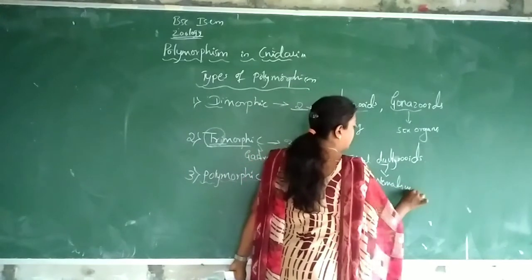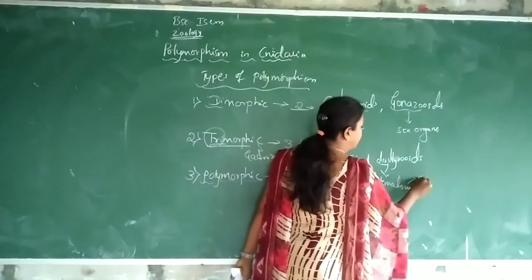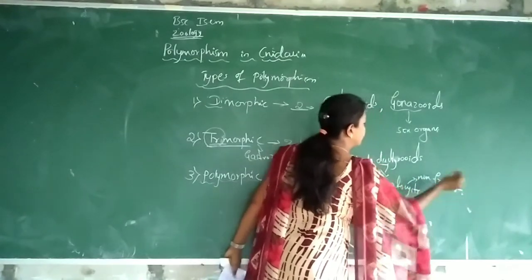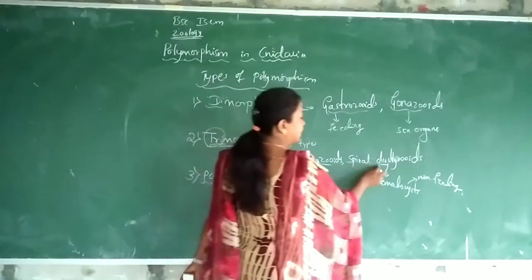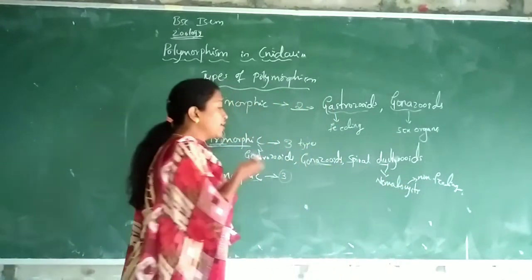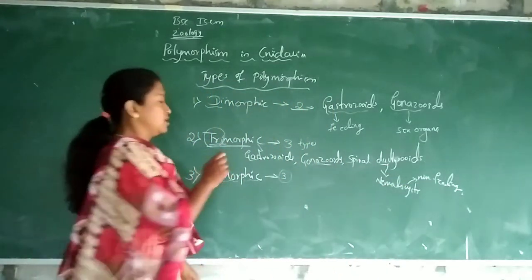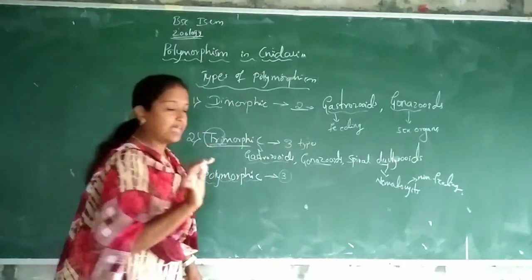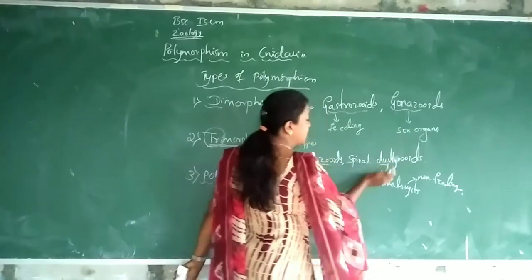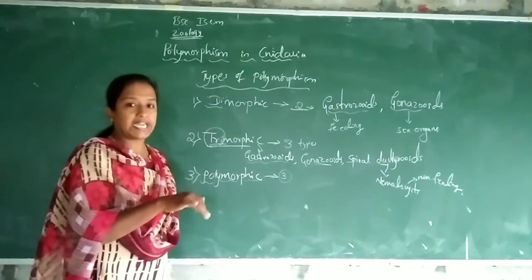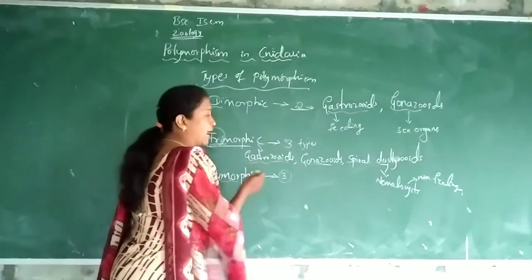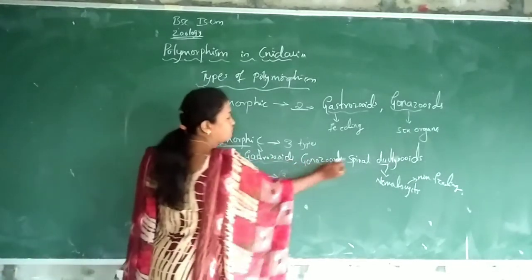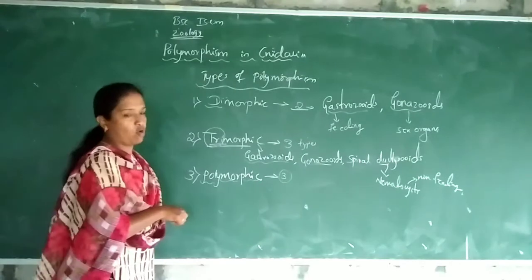Nematocytes. Spiral dactylozoites are non-feeding, helpful for the non-feeding process. Non-feeding process means the feeding process is there, but these are not able to feed the organism. That is called spiral dactylozoites. These are the three different types of individuals found in trimorphy.